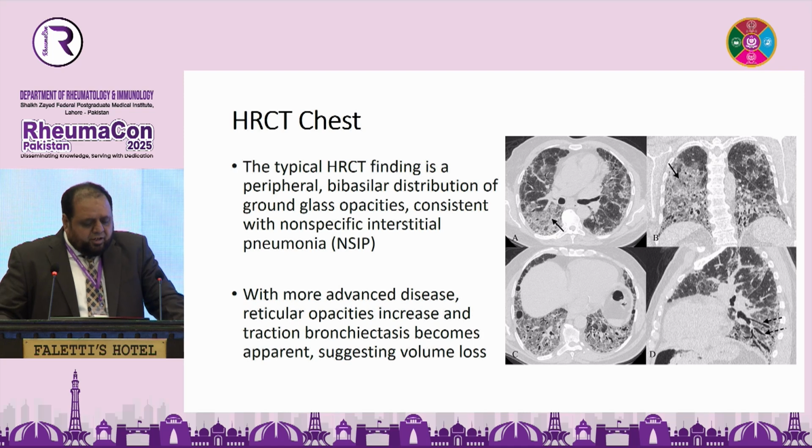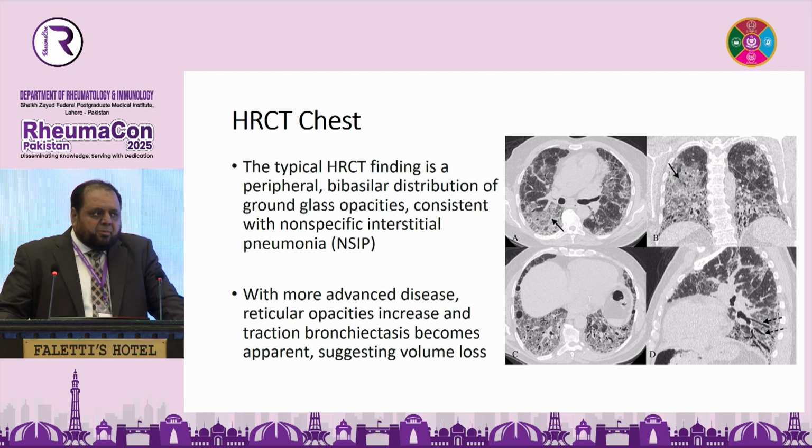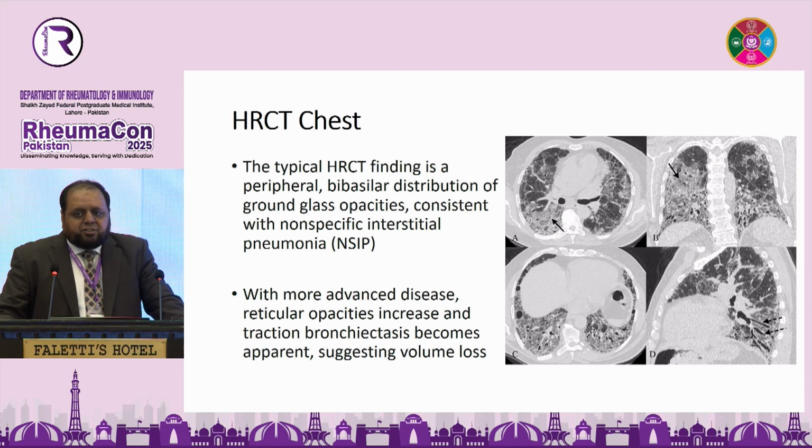HRCT findings in systemic sclerosis typically show an NSIP pattern. As I mentioned earlier, NSIP pattern means the patient is having ground glass opacification, interseptal thickening, and reticulation. But if the patient has more advanced disease, reticular opacities increase and the patient may develop traction bronchiectasis, which results in volume loss.